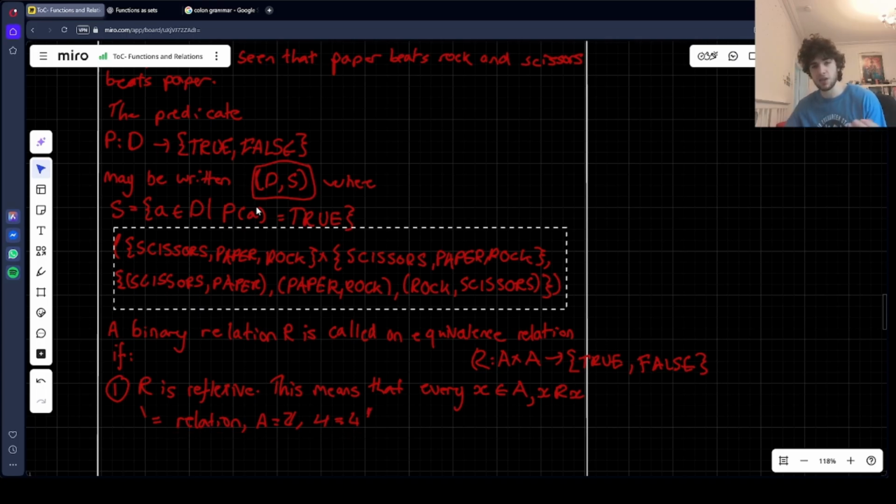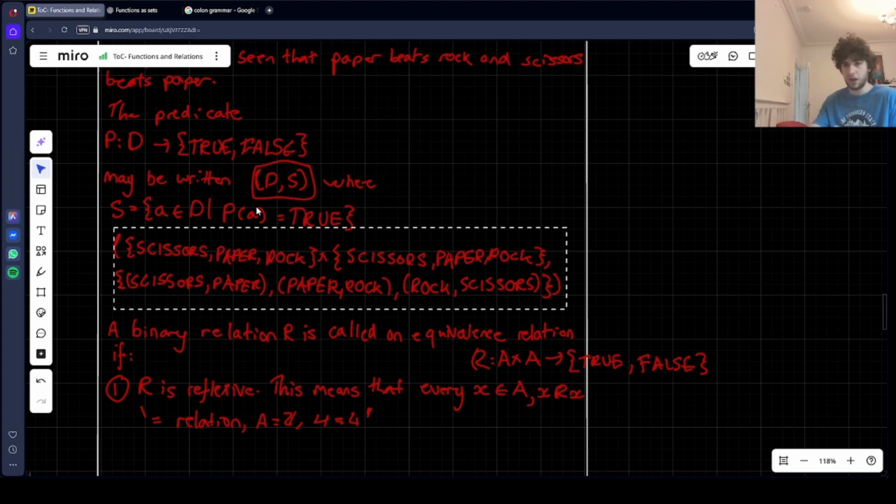Because if my set A was the set of integers, right? On any set where the equals relation is defined, any set capital A where the equals relation is defined, and it's a homogeneous relation because we have the same A, so A cross A is the same set, every single element of that set is related to itself, okay?